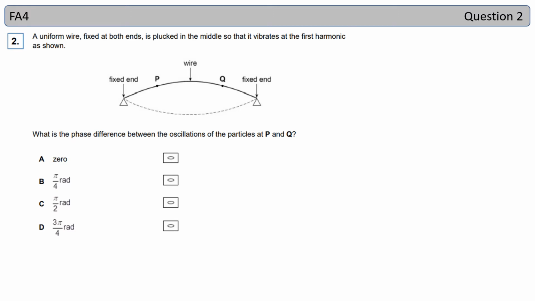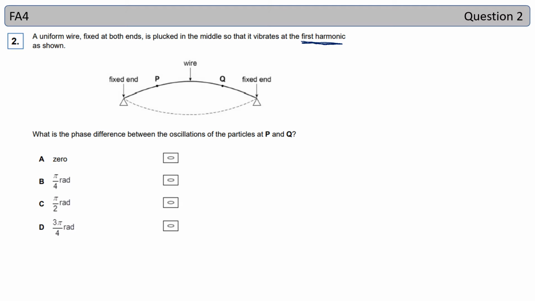So this question is asking about stationary waves. It doesn't say stationary waves in the question, but the fact that it says first harmonic here means that we know we're talking about a stationary or a standing wave. And the question's asking, what is the phase difference between particle P and particle Q on this stationary wave?